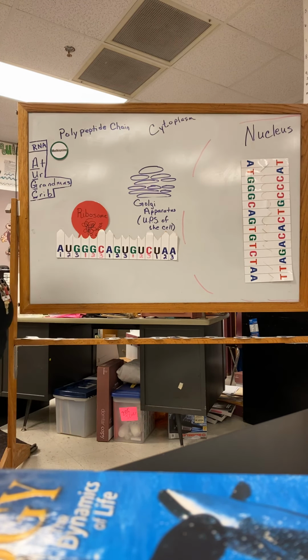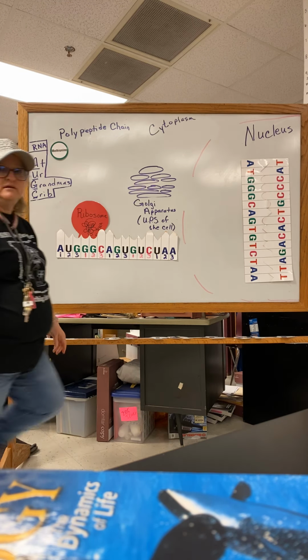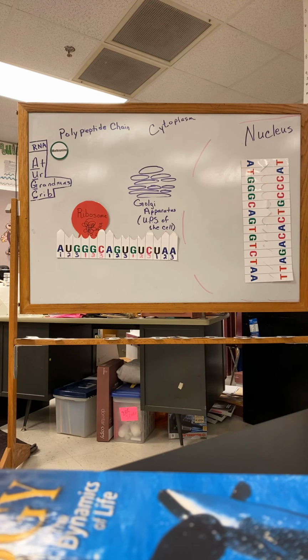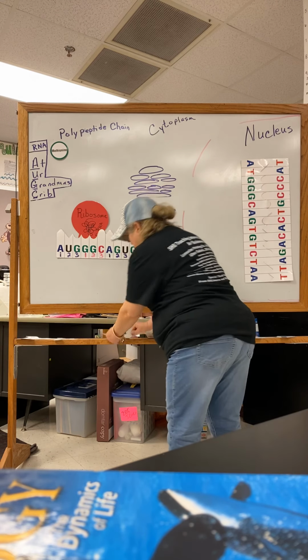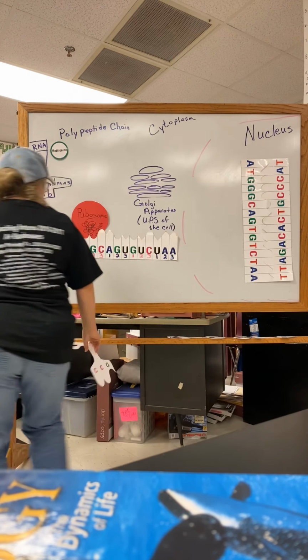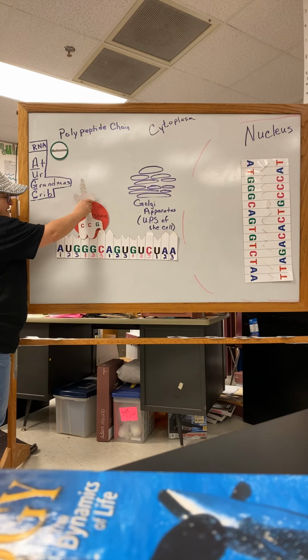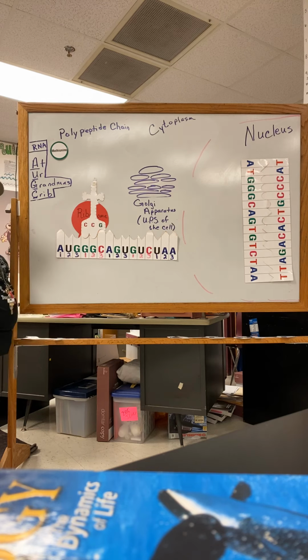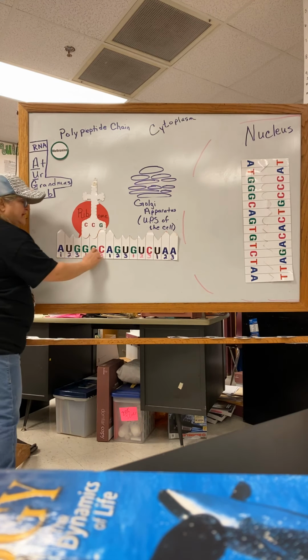So the next thing that happens, the messenger RNA goes to the next codon, which is GGC. Somebody tell me, what does GGC code for? Look at your codon chart. GGC has the anticodon from tRNA of CCG. GGC codes for the amino acid... That's right, it's glycine. It codes for glycine.